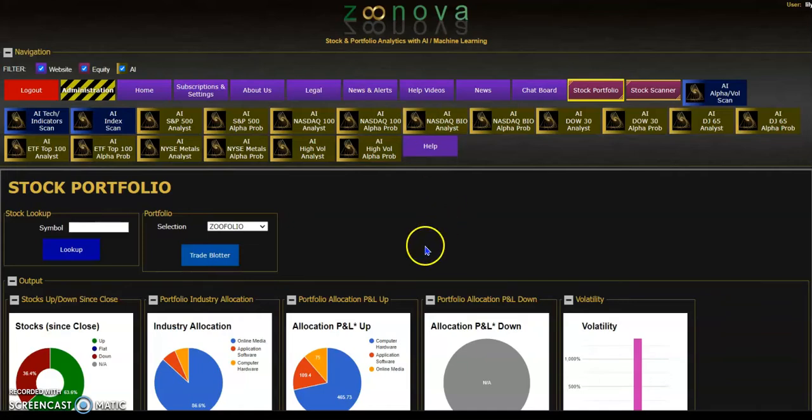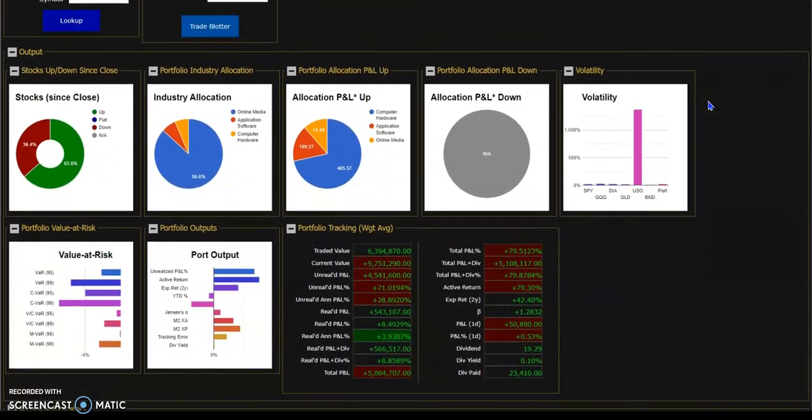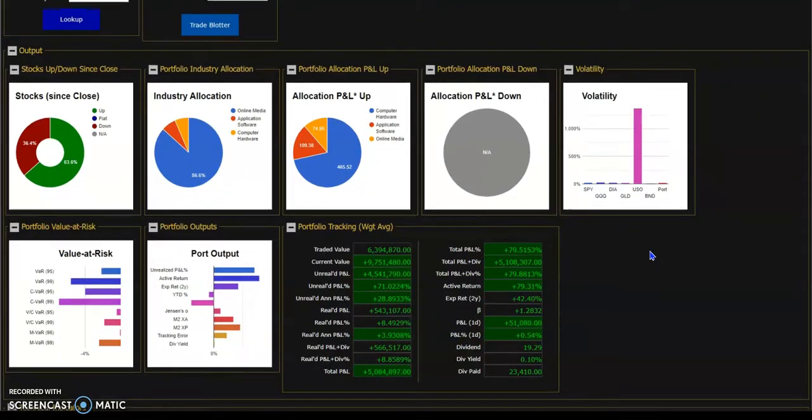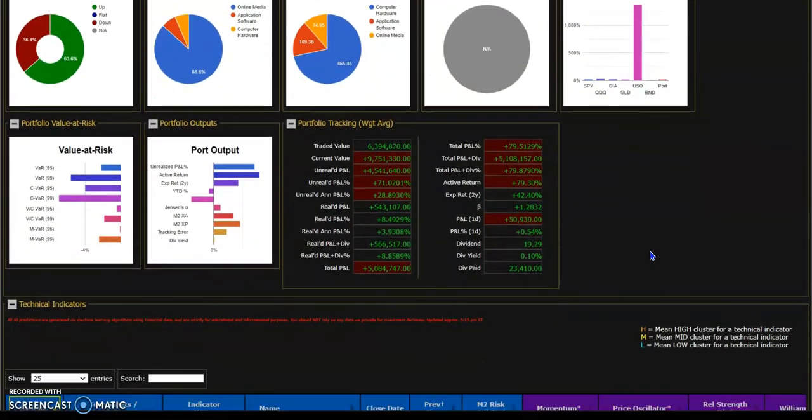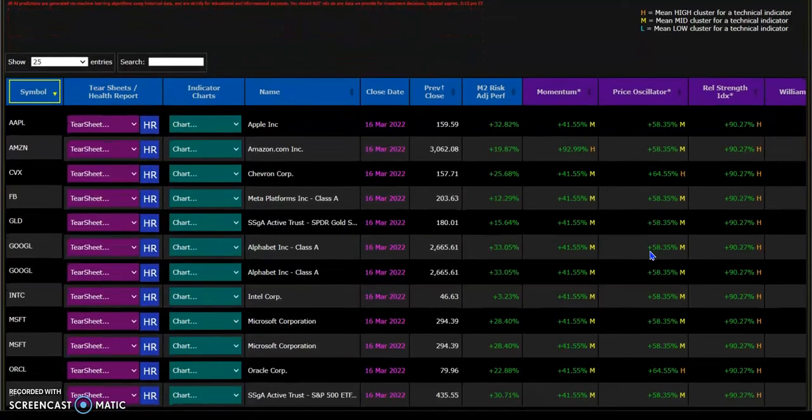I'd like to introduce you to the new stock portfolio in the Zunova platform. This gets launched from the toolbar right here. Here it is. The new stock portfolio, besides keeping complete real-time portfolio tracking, as you see here, also now brings each stock in your portfolio into one of our AI machine learning modules. In this case, it's the module that uses technical indicators and candlestick patterns.